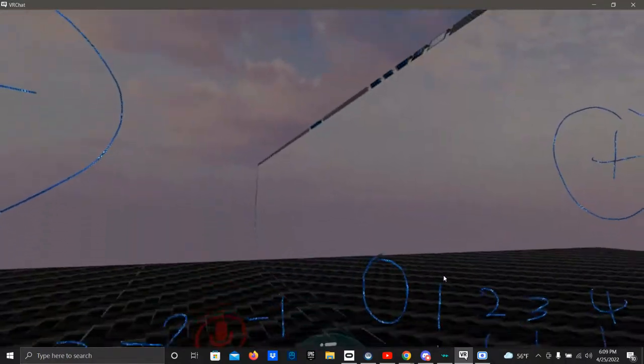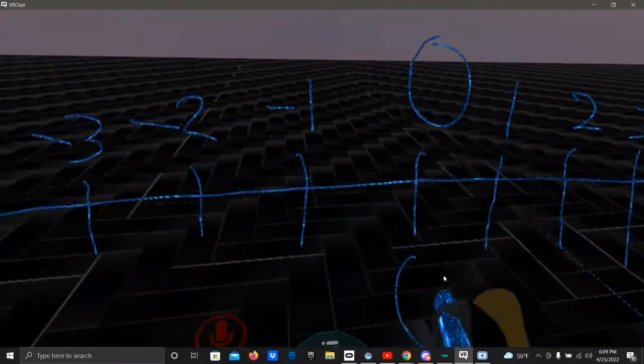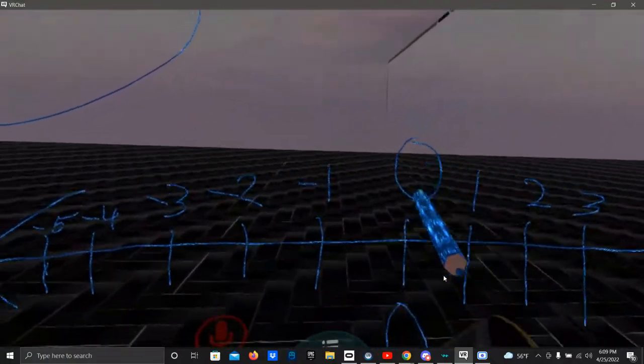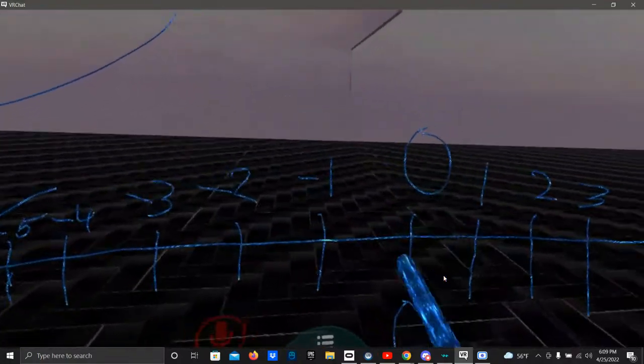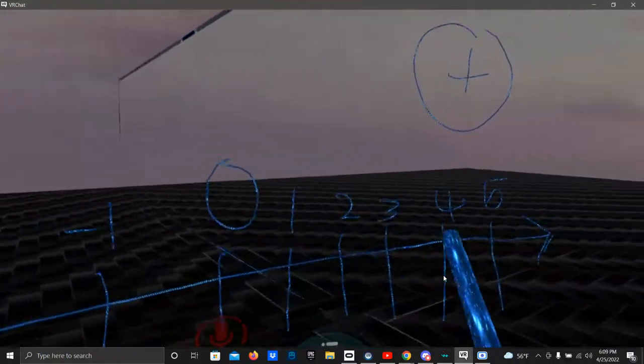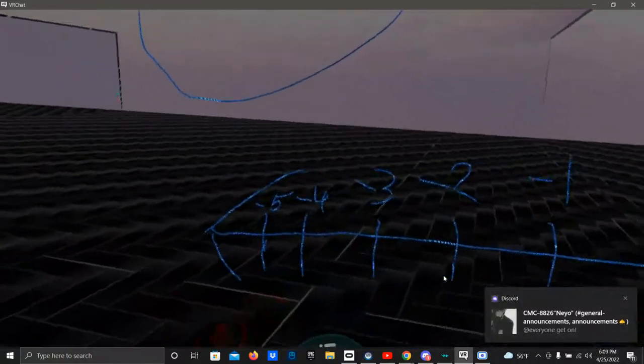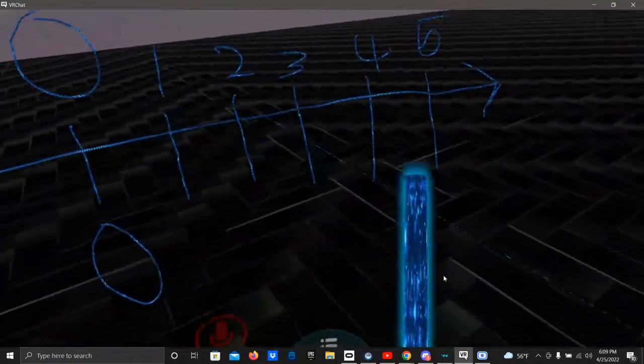Okay. So we've got our base 0, right? I'll even put another 0 at the bottom. The 0 is basically the middle, right? It has no number count. It's the middle. We have our addition over here, and then our negative numbers.